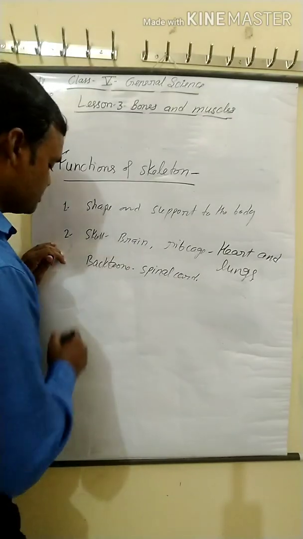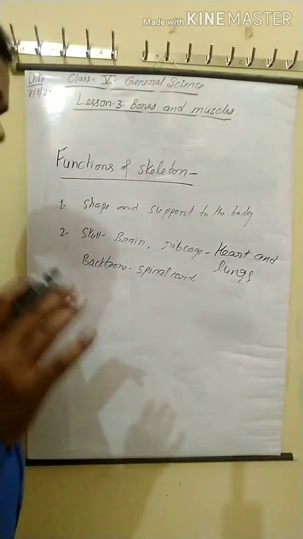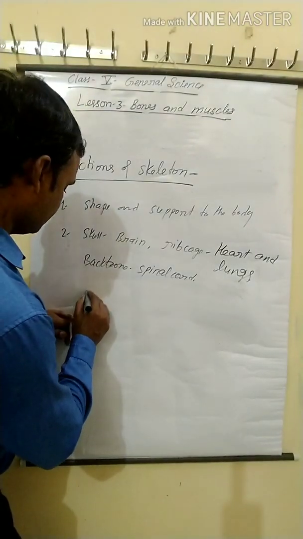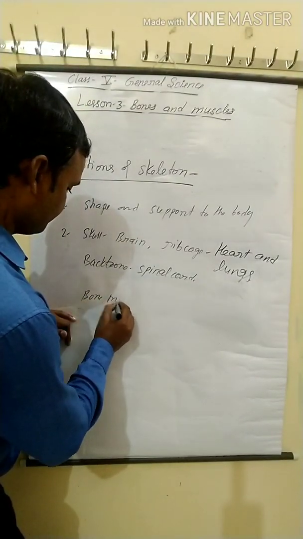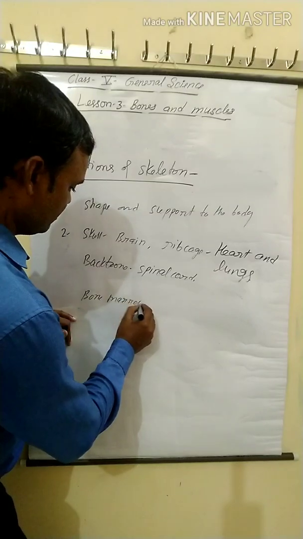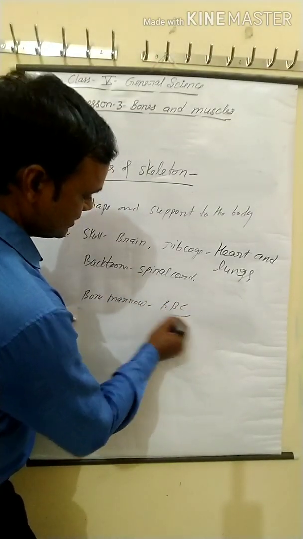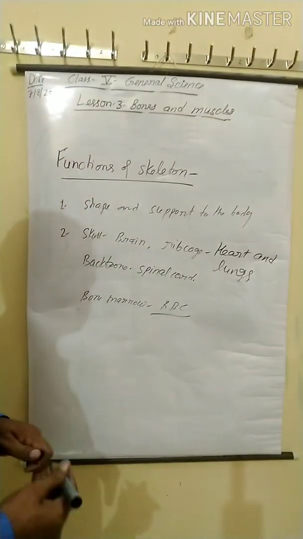And in the longest bone a jelly-like substance is found. This jelly-like substance is called bone marrow, and bone marrow produces RBC, red blood cells, it produces the blood cells.